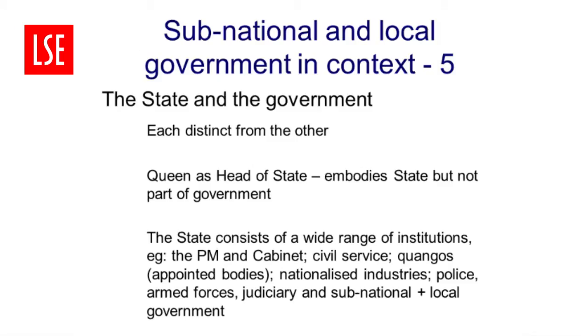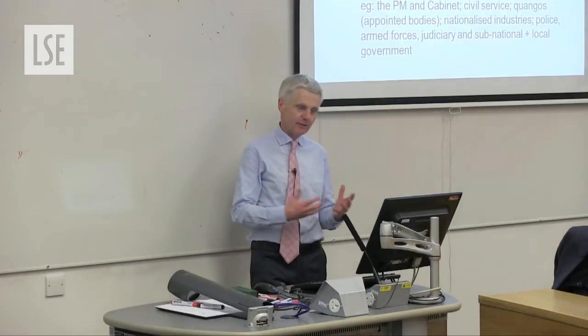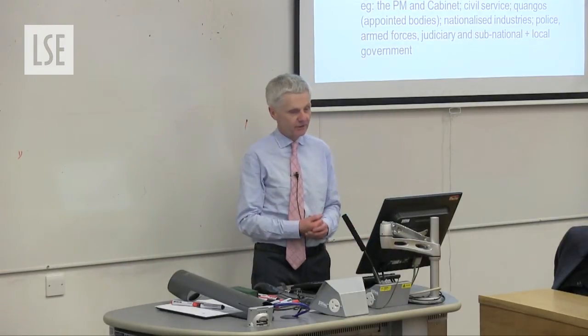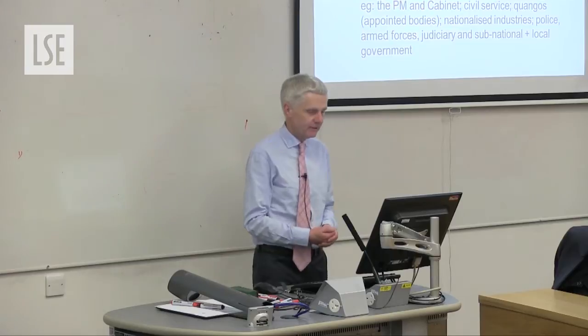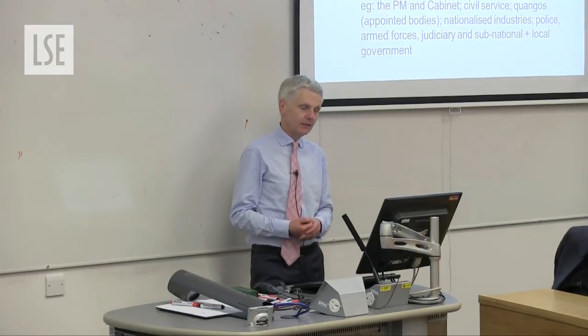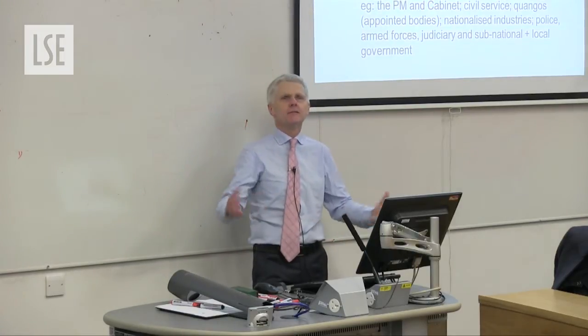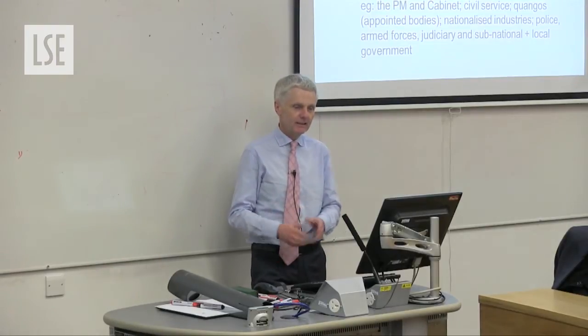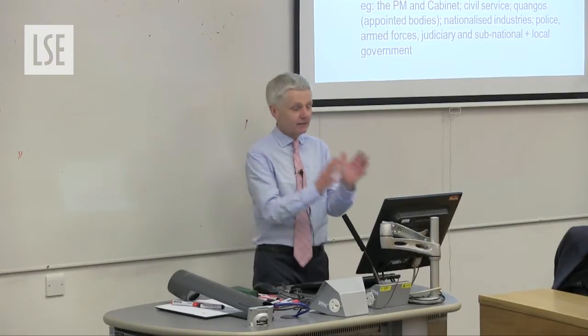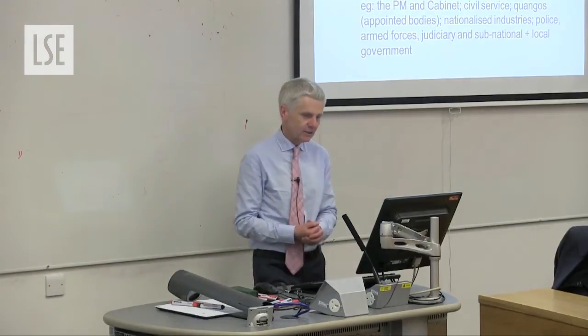The state and the government, each distinct from the other. The Queen as head of state, we've heard this in previous weeks, embodying the state but not part of the government. The state consists of a wide range of institutions, including the Prime Minister and the Cabinet, we've heard about this, the civil service, and appointed bodies delivering services on behalf of government. Like the civil service, but now typically, as we heard last week, doing something generally of a more policy delivery nature rather than the policy-making nature.